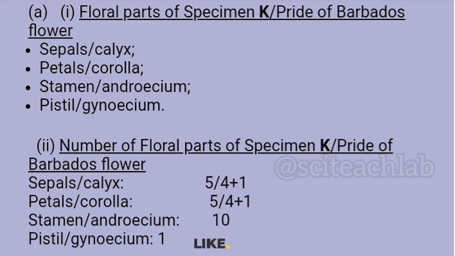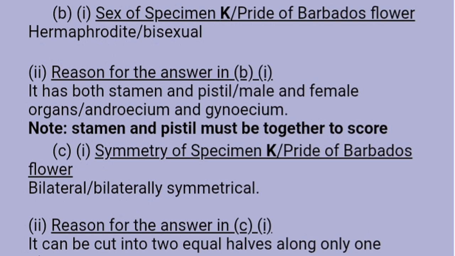And then the number of floral parts of the Pride of Barbados flower: the sepals or calyx, 5; the petals or corolla, 5; the stamen or androecium, 10; and the pistil or gynoecium, 1. The sex of Pride of Barbados flower is hermaphrodite, so it's bisexual.